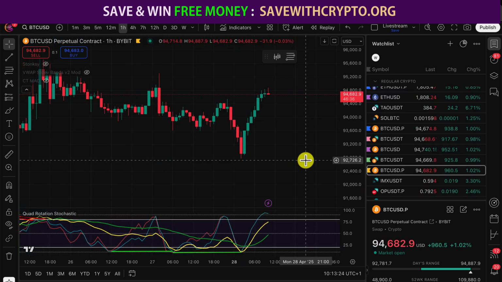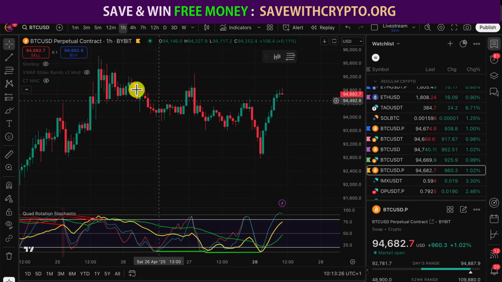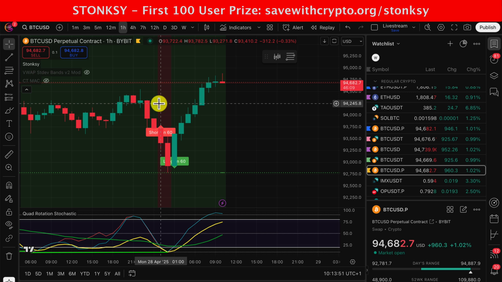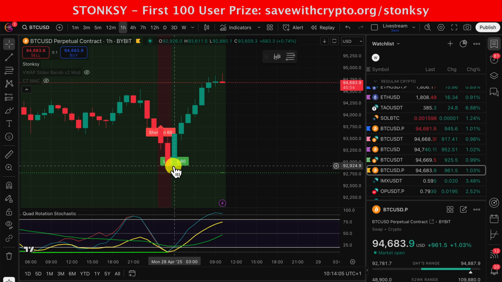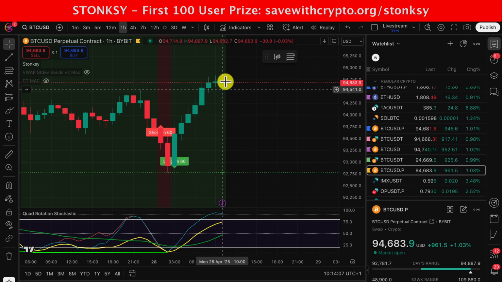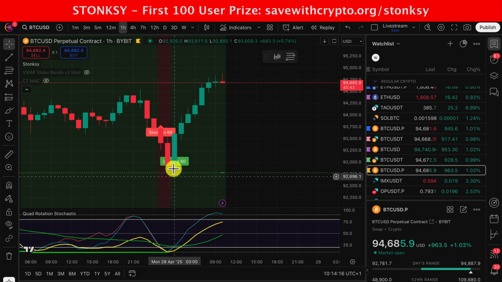There's a few other things worth noting as well. If we go to the Stonksy indicator, that actually went bearish. So it did catch this dump down here and then it turned bullish again at 3 o'clock in the morning, and then back up we went. That is a pretty brilliant move, beautifully caught by Stonksy.